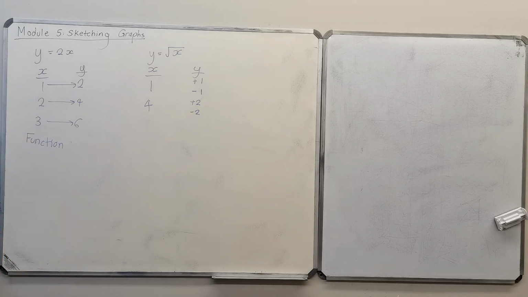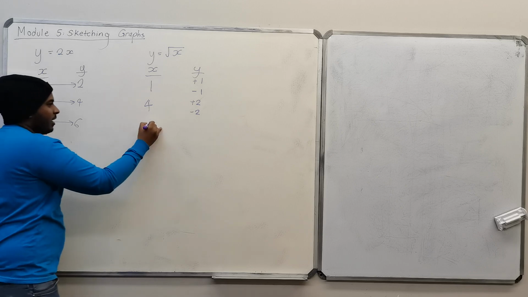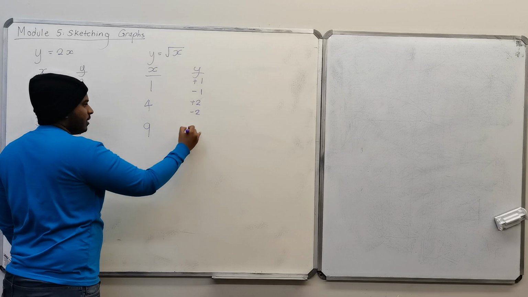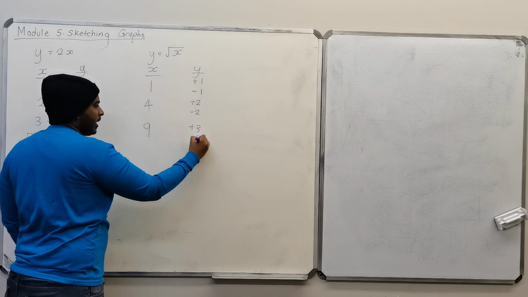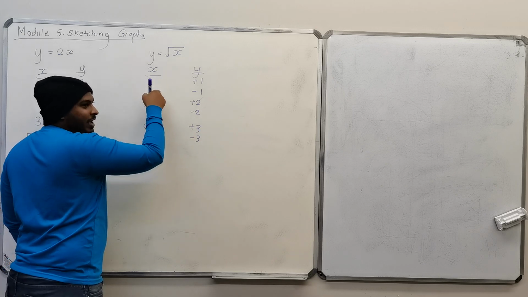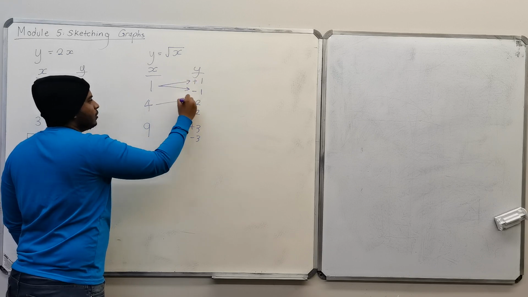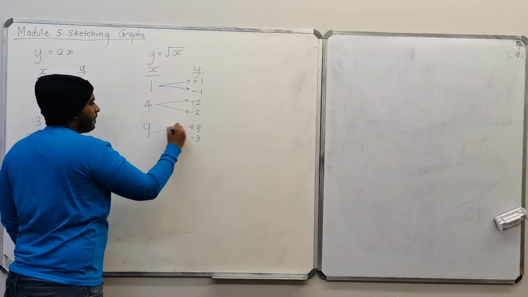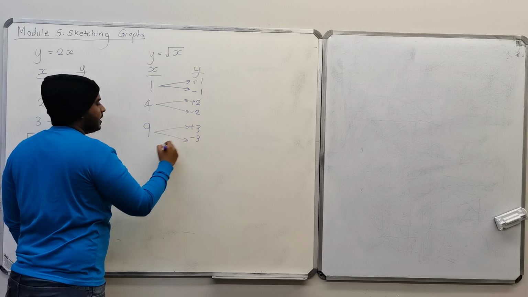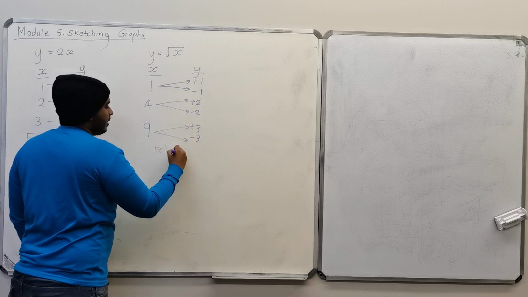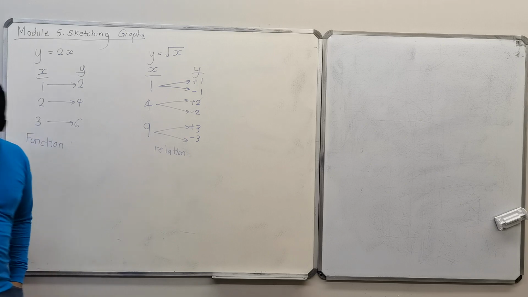If you square 2, it's what? 4. If you square negative 2, it's 4, right? If I had to say 9, what number are you going to end up with? Plus 3 or minus 3. So you see that for one value of x, you obtain 2 values of y. So what this means is that it's a relation graph. Okay?